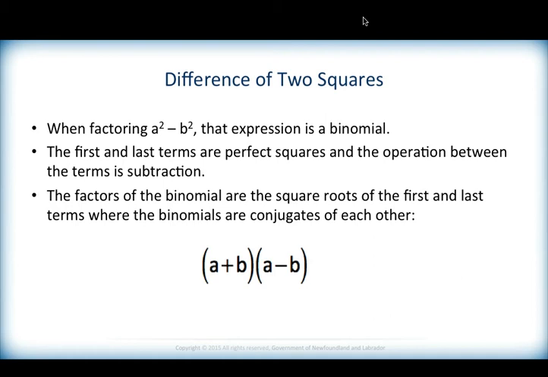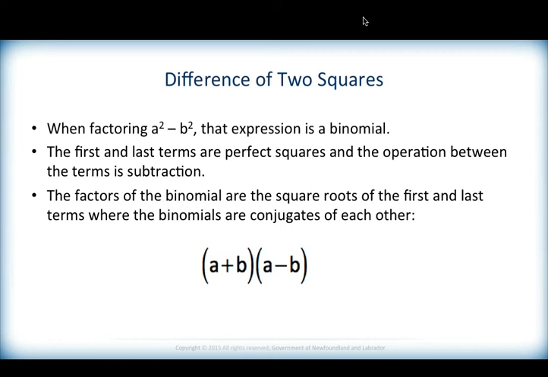If you look back at the other example, we have 3 terms in that trinomial, but this time we're only going to have 2 terms, and they're going to be in between a subtract sign, and that's why it's called a difference of two squares, because it is going to be a difference of two perfect squares. So when factoring an a squared subtract b squared expression, we're going to have a binomial. It's not going to be a trinomial. The first and the last terms are perfect squares, similar again to the previous question. And the operation between the terms is subtraction.